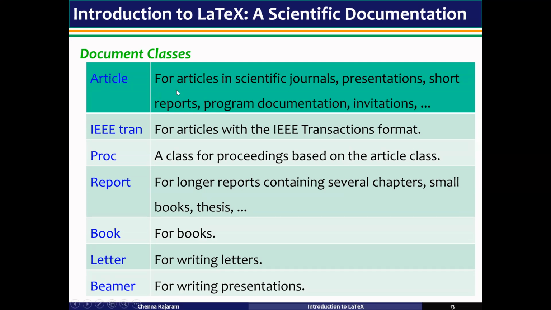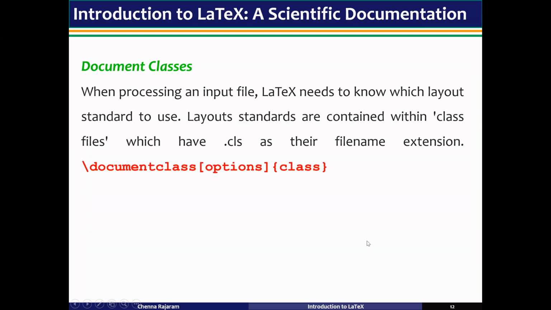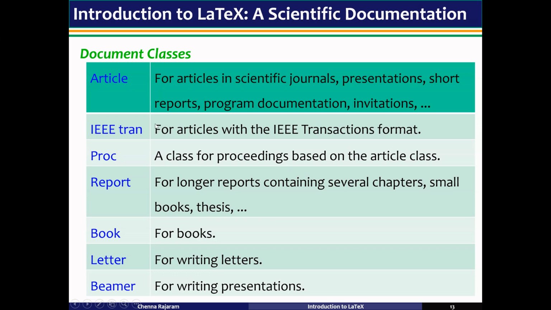Article is for articles in scientific journals, presentations, short reports, program documents, invitations, and so on. For that, we use article, and this name is used under the class. For articles within the IEEE Transactions format, we use IEEEtran. Proc refers to a class of proceedings based on the article class. Report is for longer reports containing several chapters, small theses, books, etc.